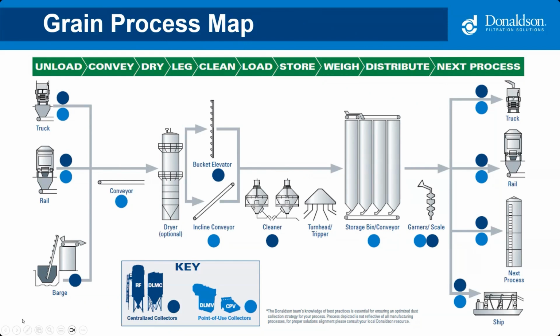Here, the grain would be sent to different locations or different bins throughout the plant or facility. So we go to storage bins. From the storage bins, it would go to the scales, and from the scales, it would leave either on truck or rail, or maybe go to a different process within the plant.